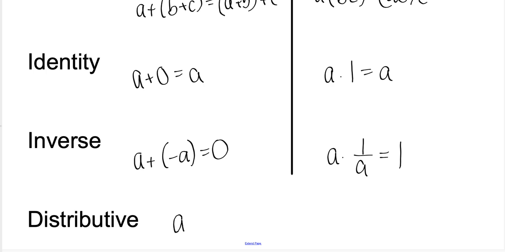And then distributive property, we got A times quantity B plus C. That will equal A times B plus A times C. All right, that's the way you're going to see it in textbooks.